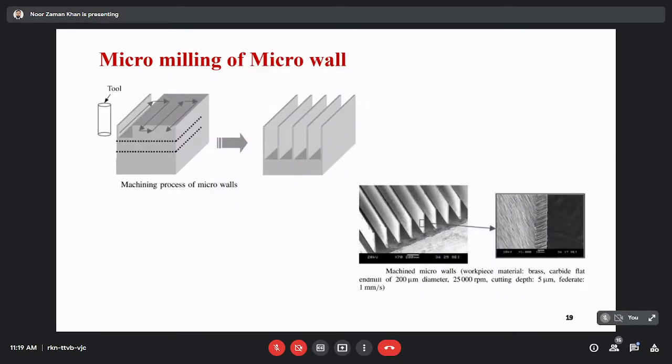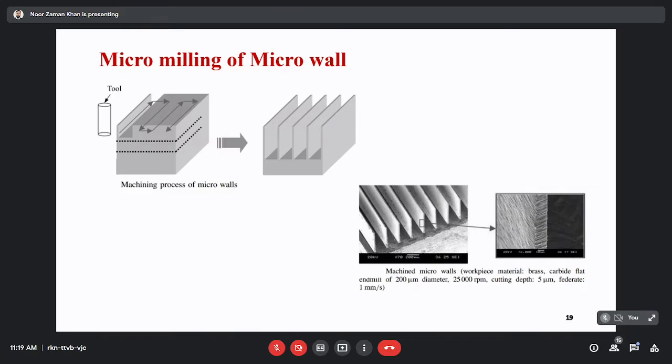Now let's discuss the micro milling of a micron size wall. For the micro wall, after dividing the height into several layers of a few micrometers, the layers are machined in sequence. The workpiece for machining the walls measures 2 mm by 2 mm, so it means it is of macro size. And the cutting depth is 5 micrometer, and the gap between the walls is 200 micrometer.